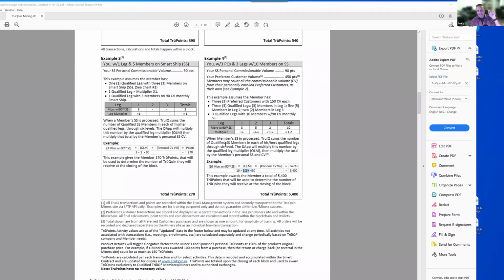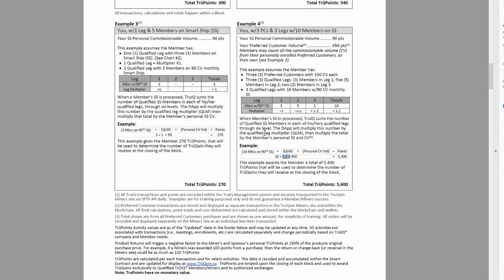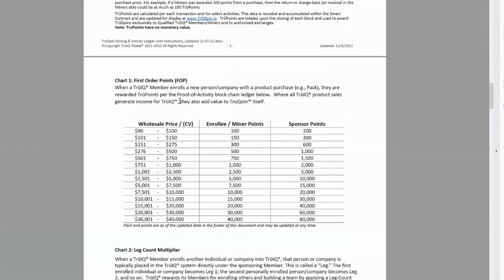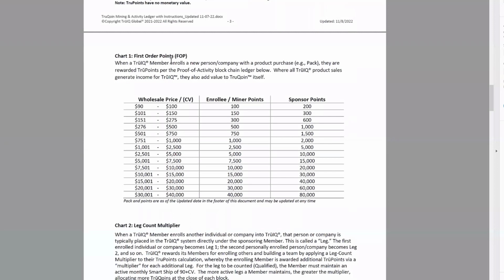Okay, let's get back now to what I'm showing this to you for. And that is, we take these points now, okay? Let me scroll down. Oh, here's the other thing. First order bonus points, we have that as another way you earn points. So you enroll somebody. The person who buys the pack, let's say they buy the builder's pack, the $950 pack, whatever we're calling that nowadays, they receive 1,000 points for that. You as the sponsor receive 2,000 points for that.